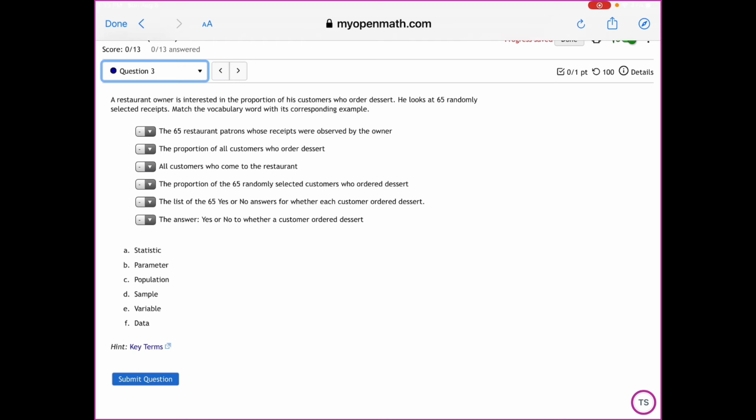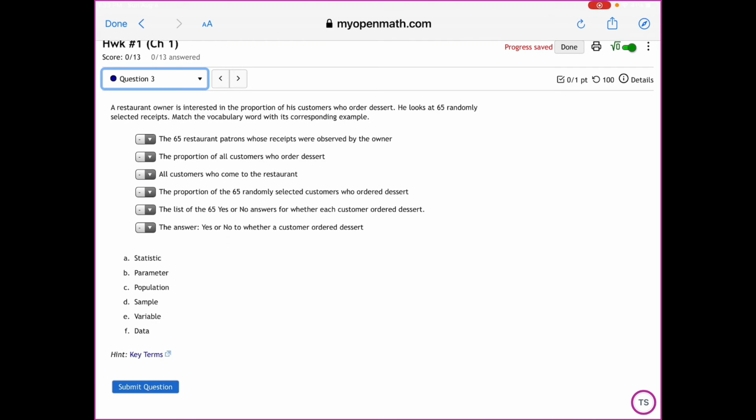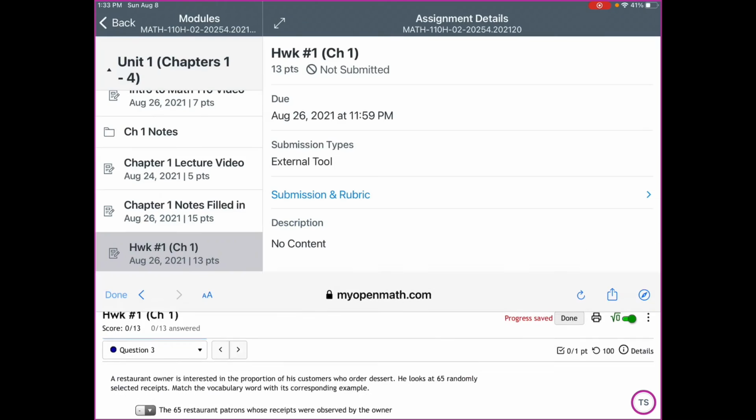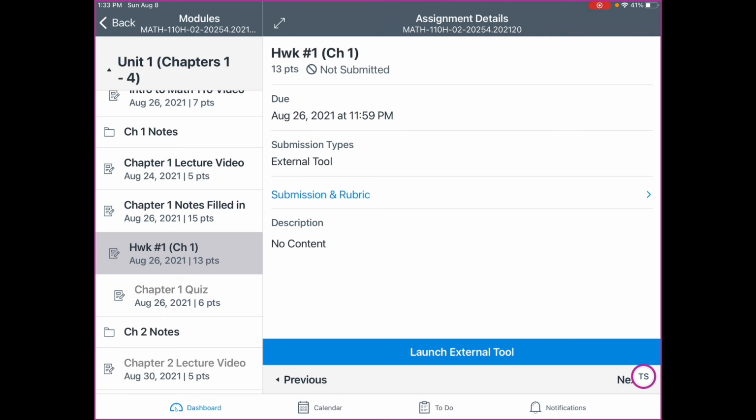Once you have answered your question, you would hit submit question, and it will keep track of the ones that you have passed and you have already gotten correct and the ones that you need to redo. So for homework, make sure you complete these all until you get them all correct. If you have questions, definitely reach out to myself, a classmate, or the marks.